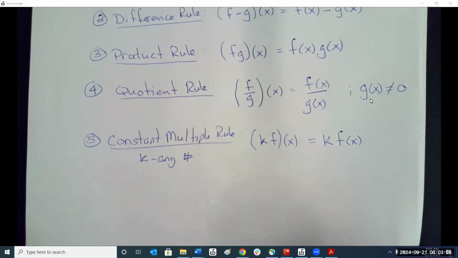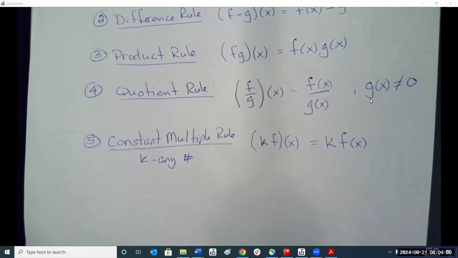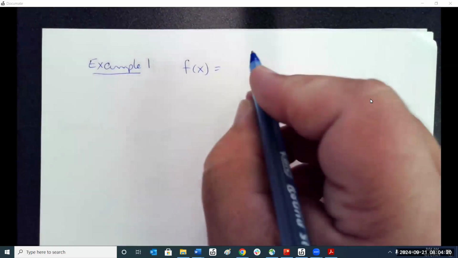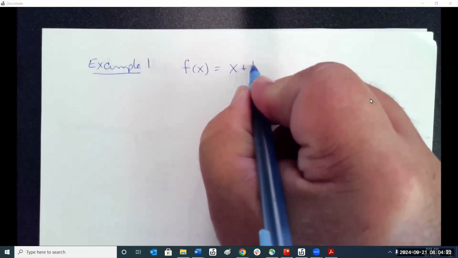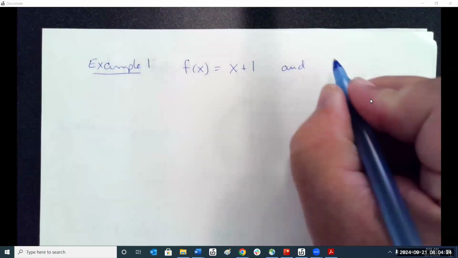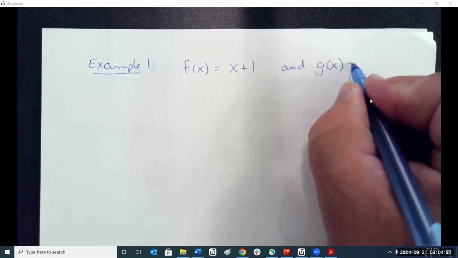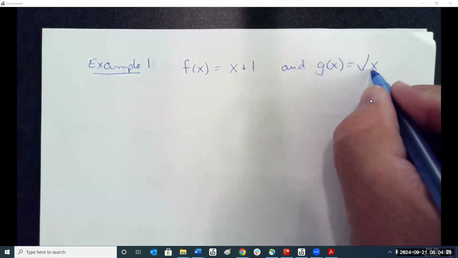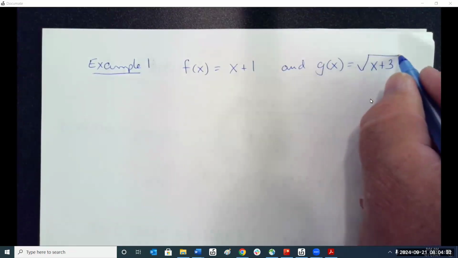All right, let's look at what these mean. Let's look at some examples with respect to these. Example 1. Let's say that f of x is equal to x plus 1, and g of x is equal to the square root of x plus 3.